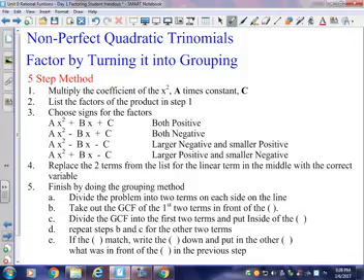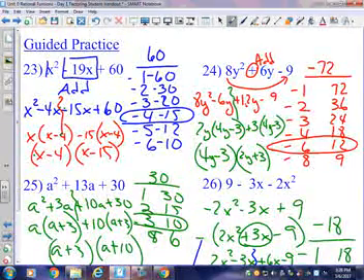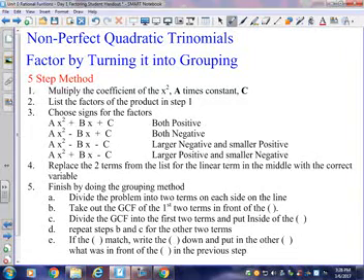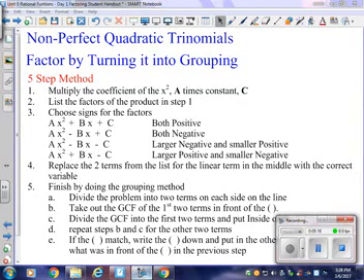So let's try one. Well, hold on. Let me work on my document. I'll come back here in a minute. Let me pause.